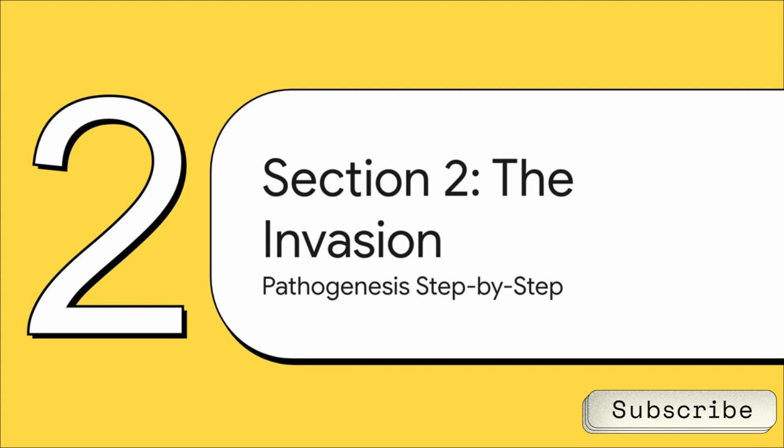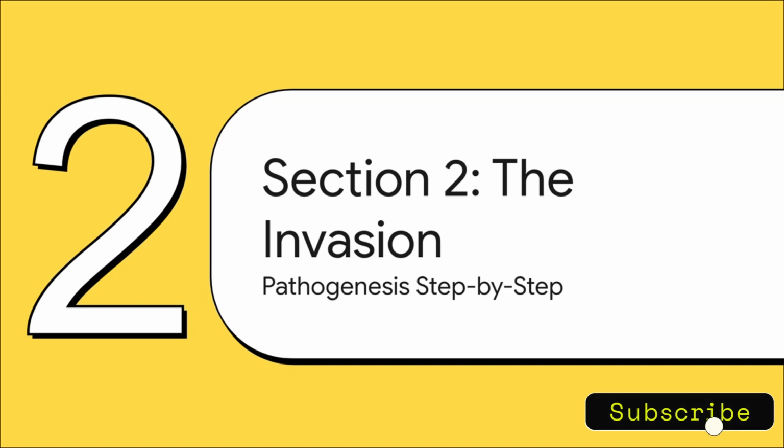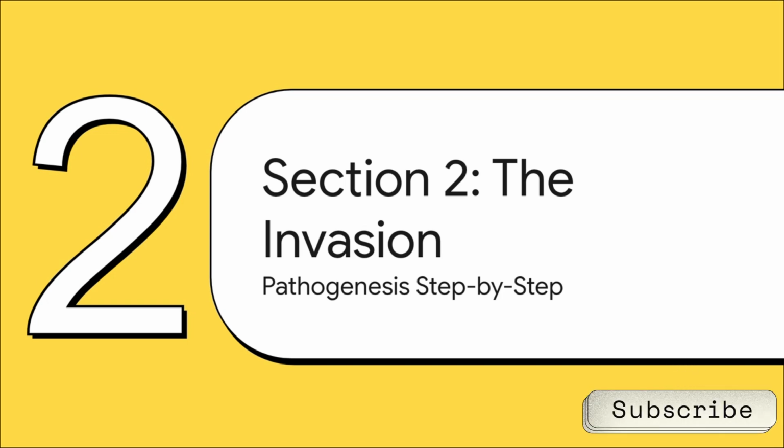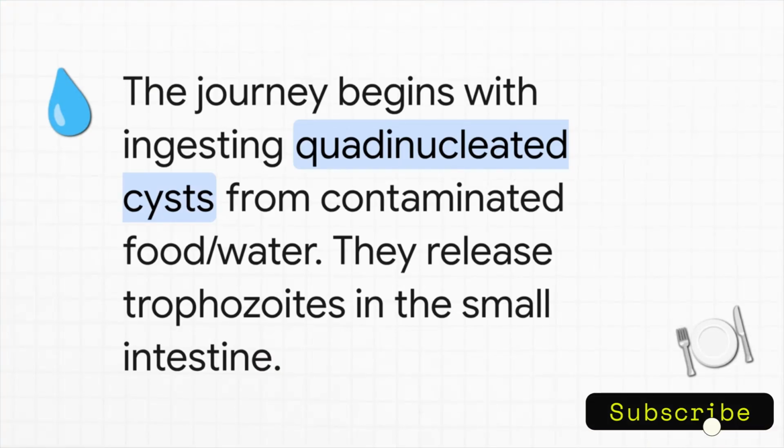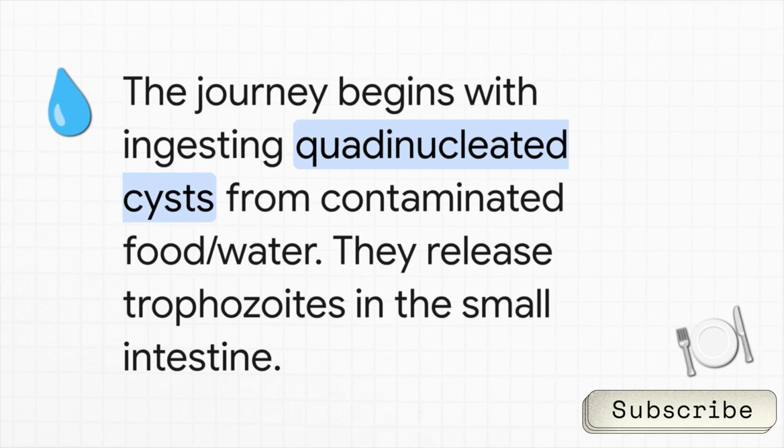Let's talk about how this parasite actually invades the body. Understanding the step-by-step process is so important because a lot of exam questions love to ask about the specific weapons, the virulence factors that this parasite uses. So it all starts with ingestion. You swallow the infective form, which is this really tough quadrinucleated cyst. Think of it like a little armored vehicle.